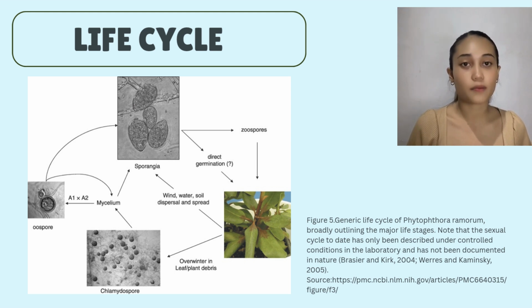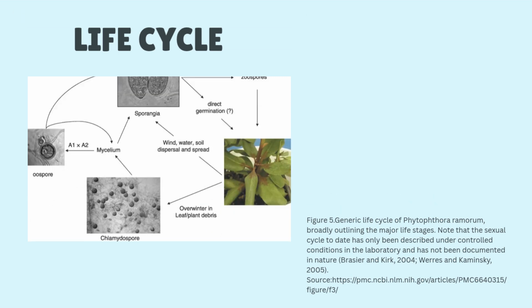Sexual reproduction may occur when two mating types, A1 and A2, come into contact, forming oospores through the fusion of mycelia. However, in Phytophthora ramorum, viable oospores are rarely produced under natural conditions.